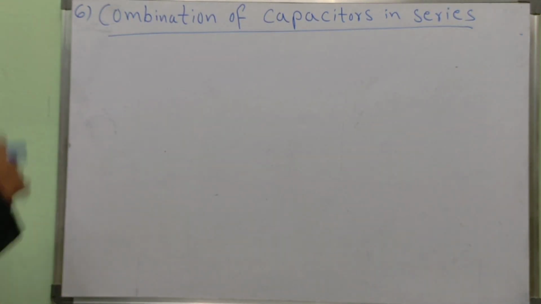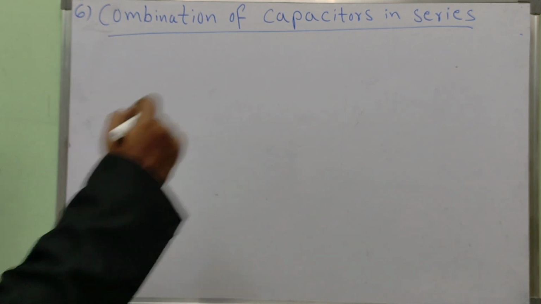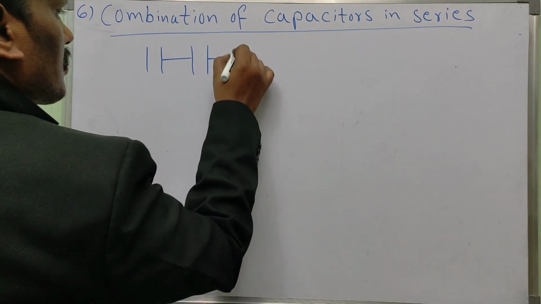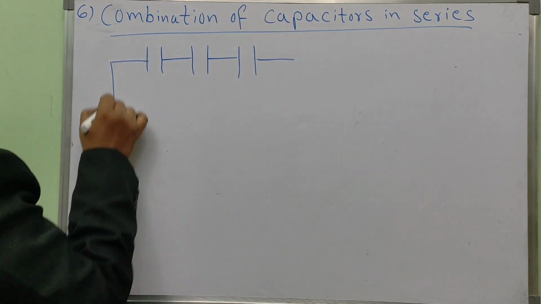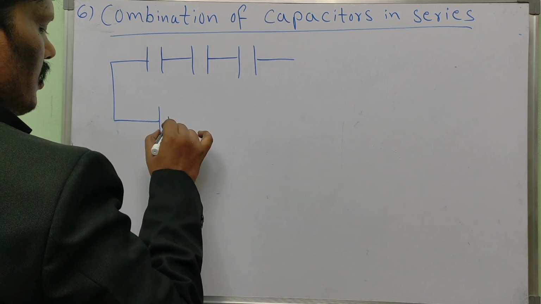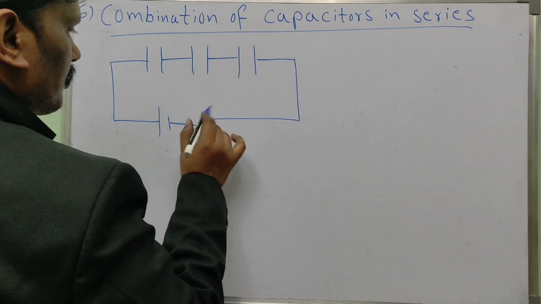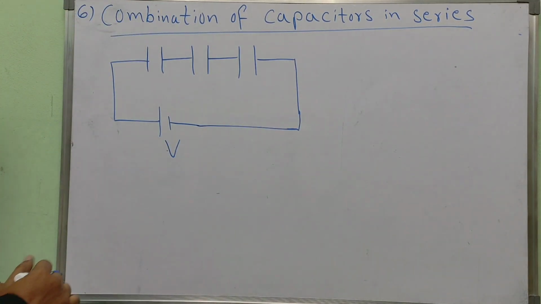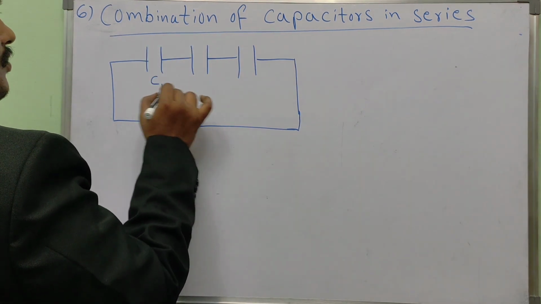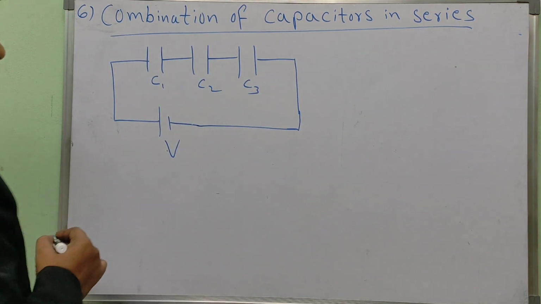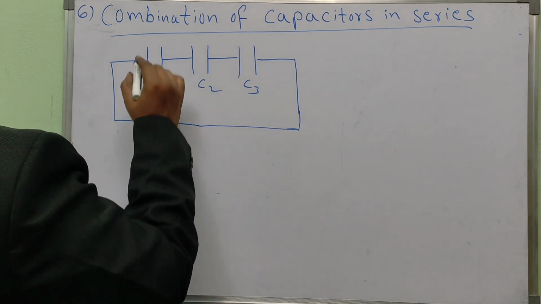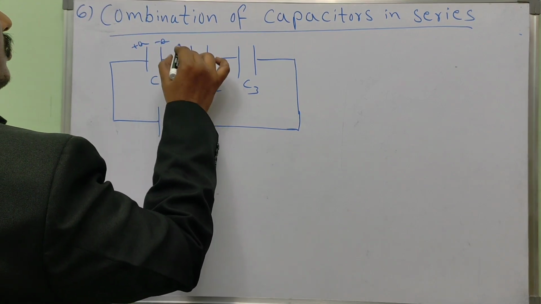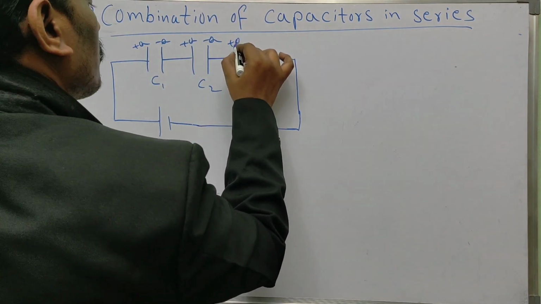Next, sixth derivation, combination of capacitors in series. If I am going to consider three capacitors connected in series, of course, to a cell of voltage V, capacitance C1, capacitance C2, capacitance C3. In series combination, charge is the same on all the capacitors: plus Q minus Q, plus Q minus Q, plus Q minus Q.